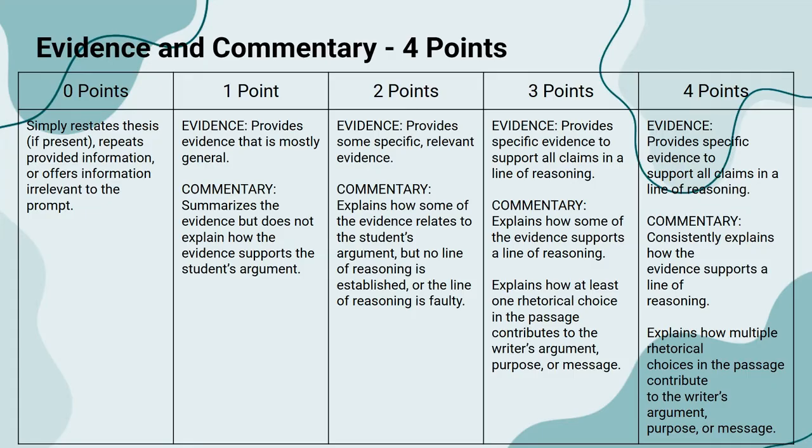I mentioned that before. And at the end of this video, I'll actually talk about what level of writing you're at and where you should be. Getting a 3 is also a little bit more challenging. Getting a 4 is very challenging. Getting a 4 out of 4 on evidence and commentary means you have to have multiple rhetorical choices, great evidence, great commentary.